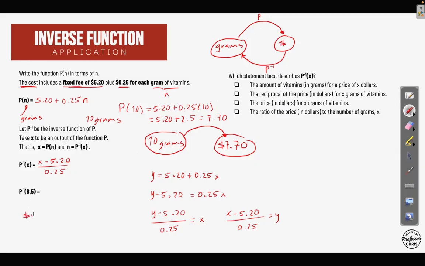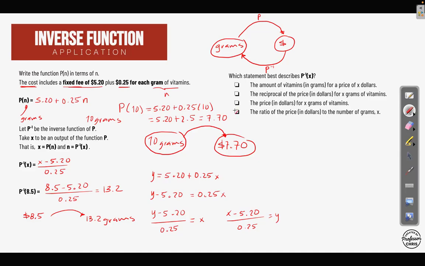So here you're starting with a budget of 8.5. So let's find out the amount of vitamins that you can get based on that request. So 8.5 minus 5.20 divided by 0.25. So if we go ahead and make the calculations, we're going to get that the answer is 13.2. This means that if you come in with a budget of 8.5, you're going to be receiving 13.2 grams of vitamins.